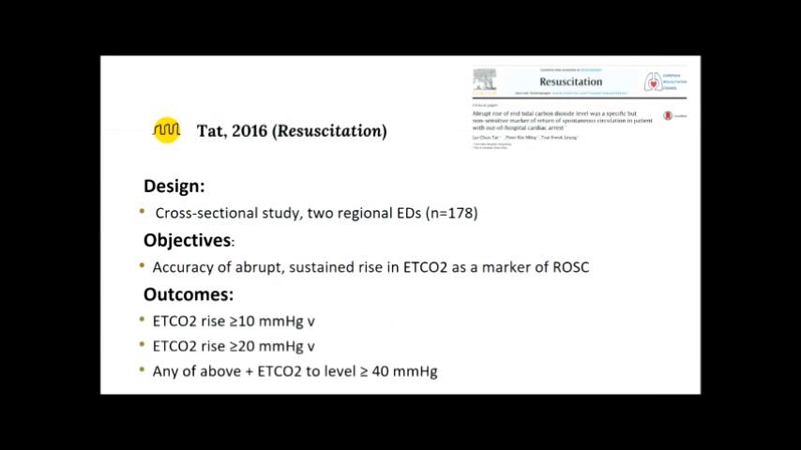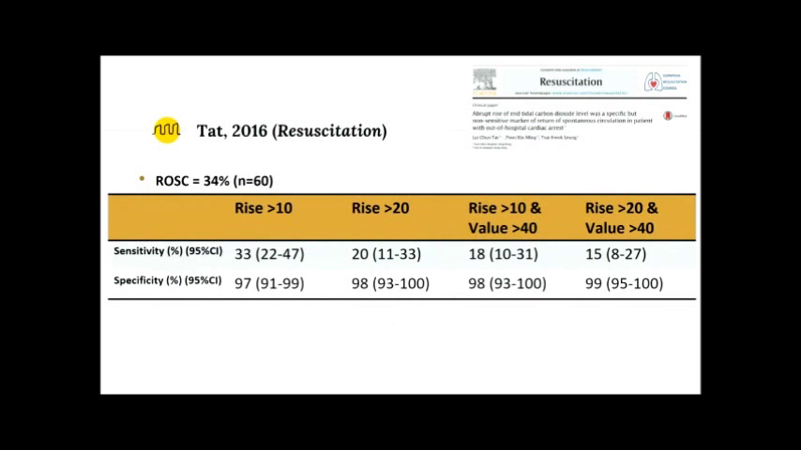The outcomes they were looking at were an end-tidal CO2 rise greater than 10, an end-tidal CO2 rise greater than 20, or any combination of that to a level greater than 40. They were able to achieve ROSC in about a third of their patients, and their findings were that overall there was low sensitivity. Low sensitivity means that just because you don't have that value doesn't mean you can immediately say that ROSC hasn't been achieved. But there's a high specificity.